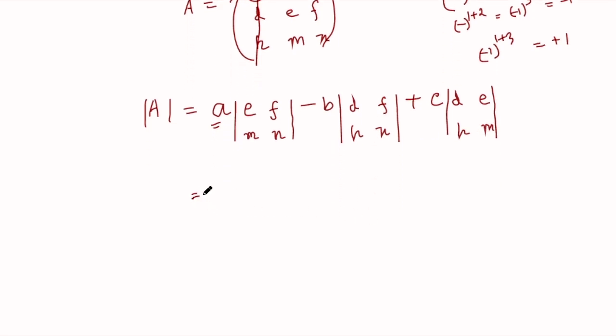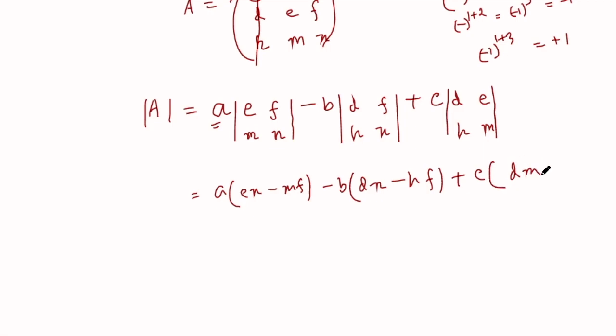So this is equal to a times (en minus mf) minus b times (dn minus hf) plus c times (dm minus he). So this is the definition of the determinant of a 3 by 3 matrix.